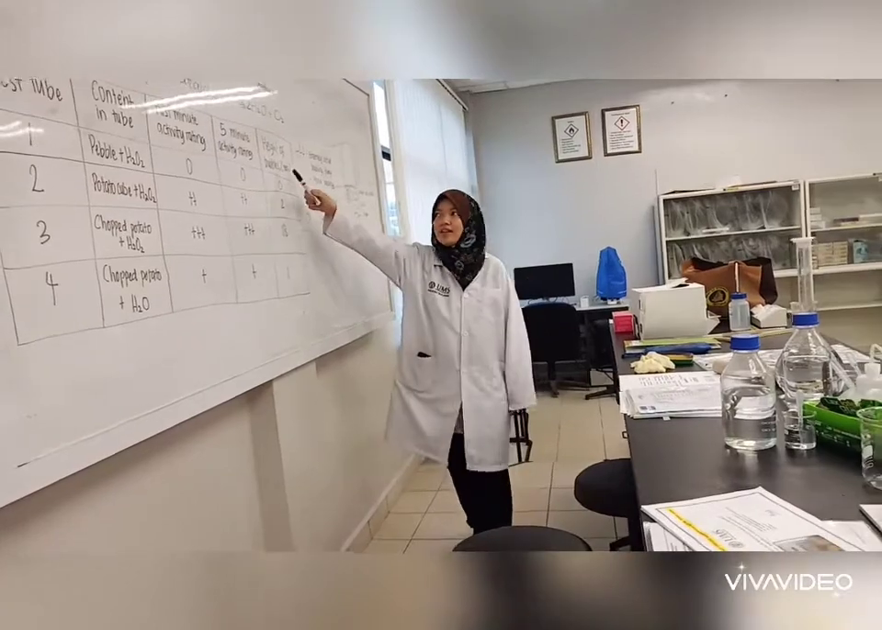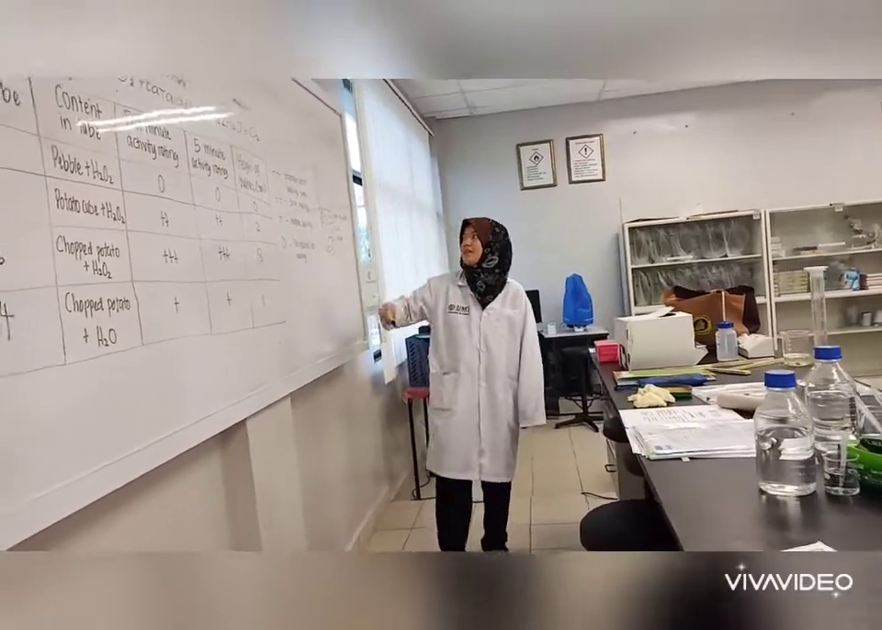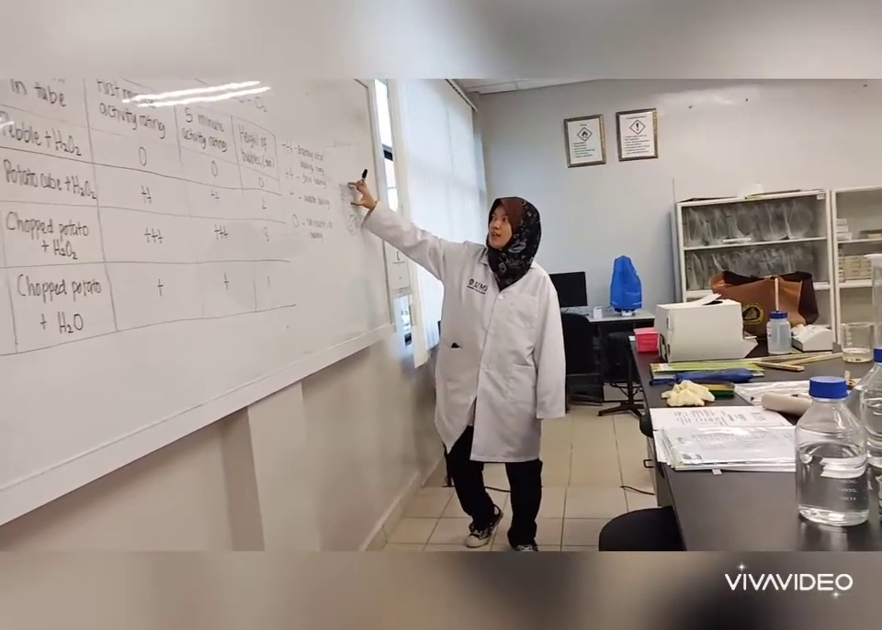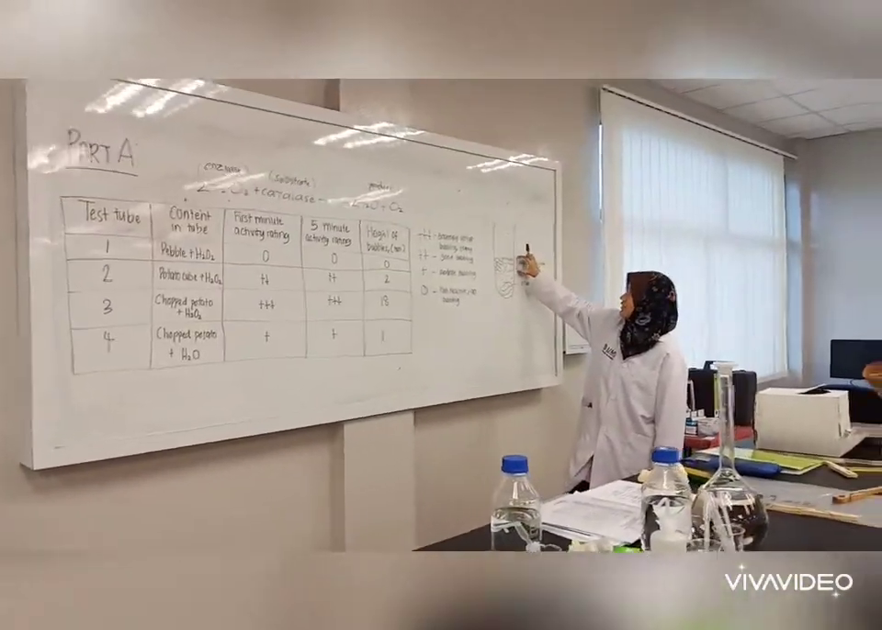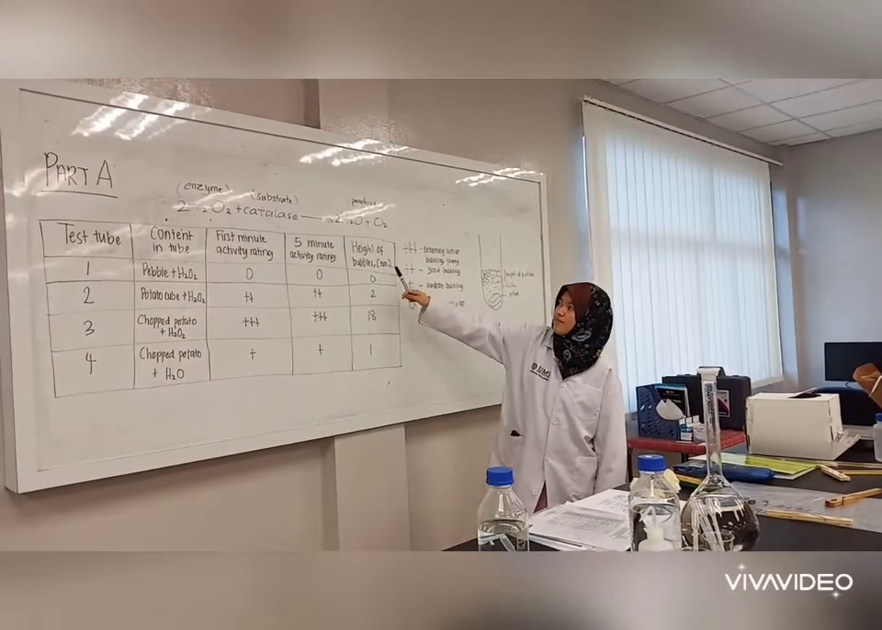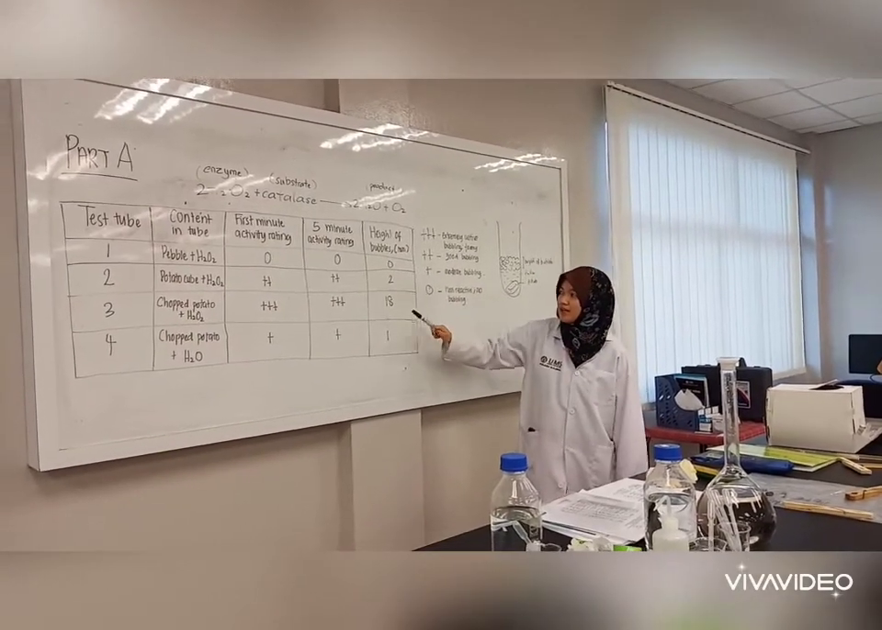So we take the height of the bubble after 5 minutes. This is the height of the bubble where you can see sometimes the potato also inside here. So this is 0 to 18.1.